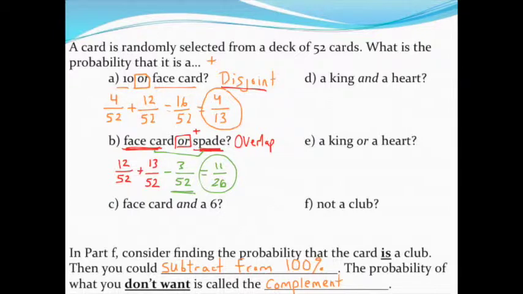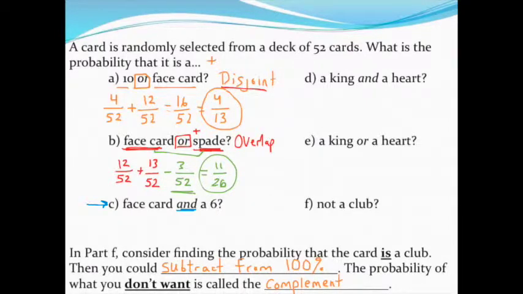Our next 2 examples have us dealing with the probability that we pull out a card that meets 2 criteria. They have the and in there. We don't have to worry about overlap with the and problems, but they can still be a little bit tricky. So again, I'm pulling one card out of the deck and I want to figure out what's the probability that it's both a face card and a 6.